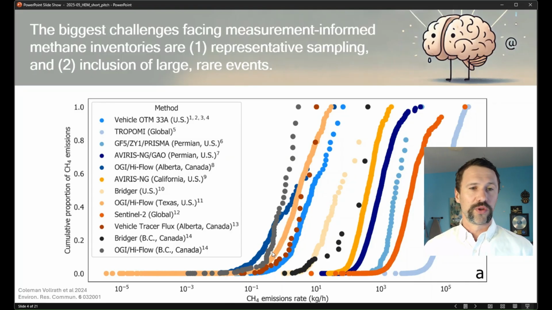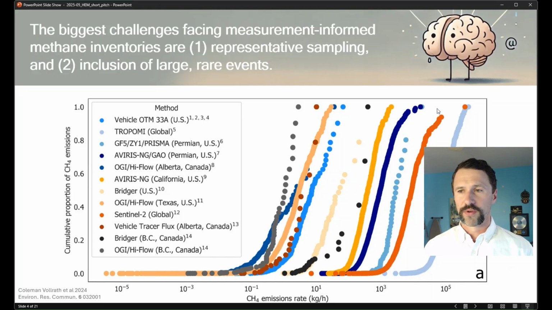Now, the way that you interpret the y-axis in this graph is that these dots are ranked according to their emission rate. Obviously, that's why they make a line going from left to right. The very top dot represents the emission rate that 100% of sources are below. So if you look again at this gray line, the OGI high flow sampler study, 100% of sources, if you go over to the 1, the cumulative proportion, are below 10 to the 0, or 1 kilogram per hour.